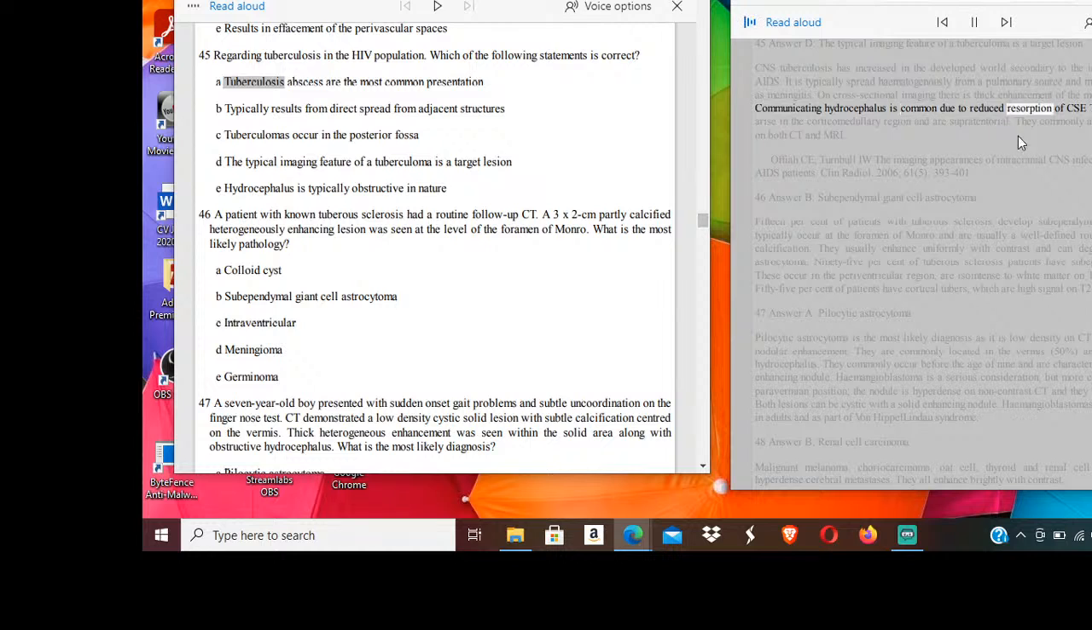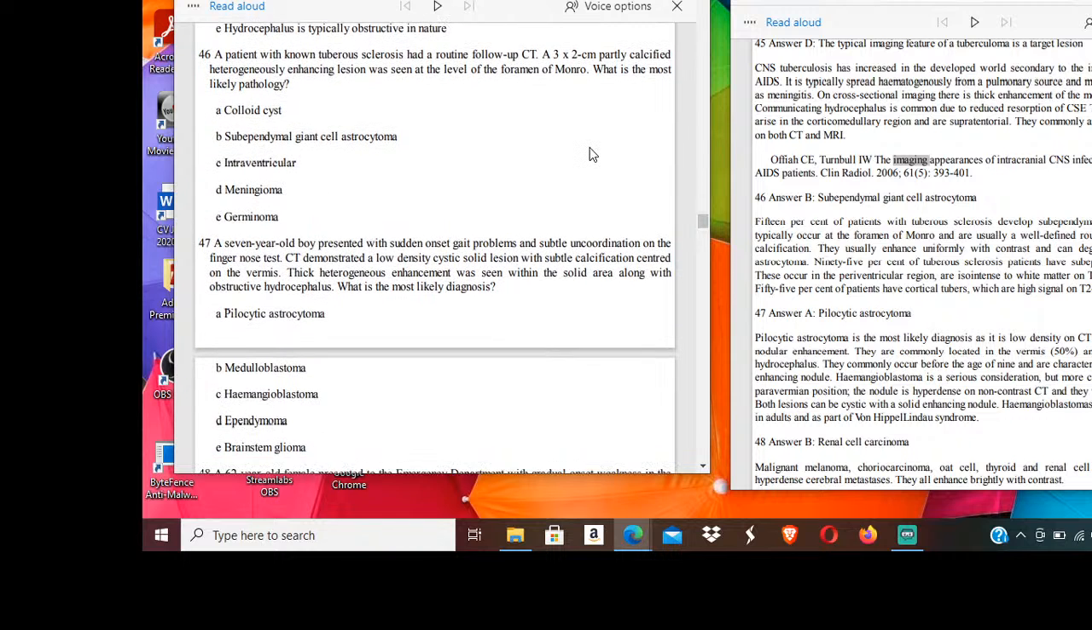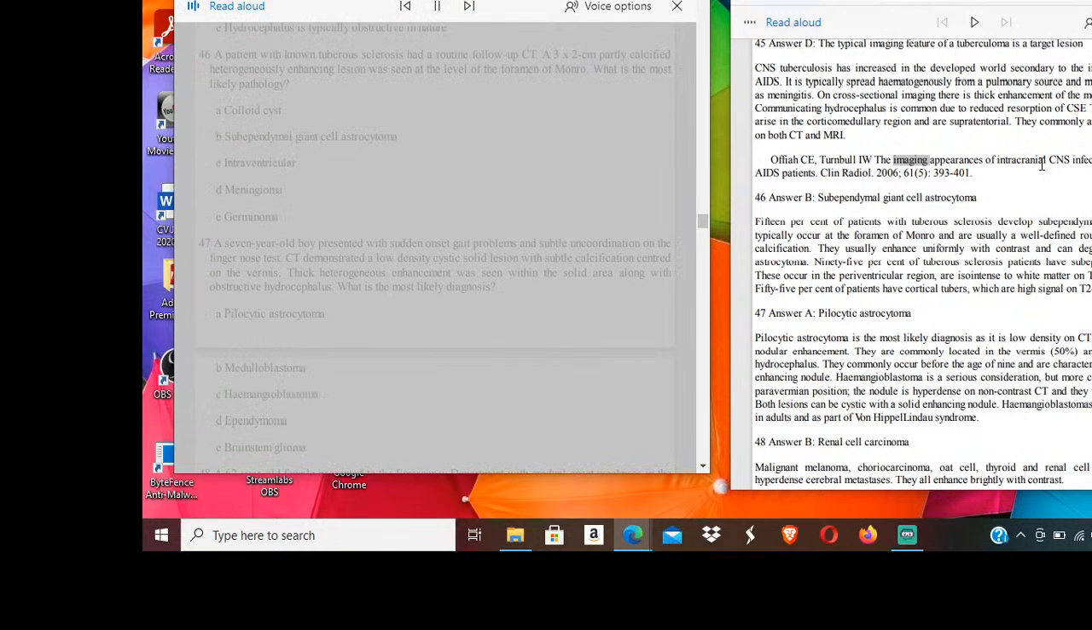Hydrocephalus is common due to reduced resorption of CSF. Tuberculomas typically arise in the corticomedullary region, and are supratentorial. They commonly appear as target lesions on both CT and MRI. Hydrocephalus is typically obstructive in nature.